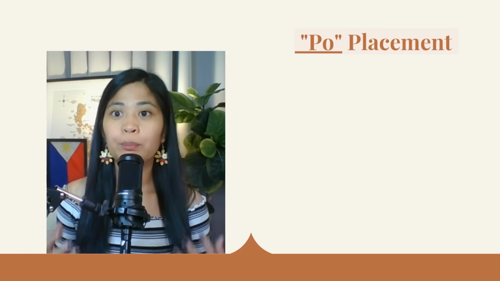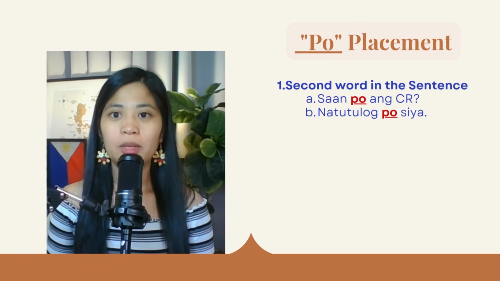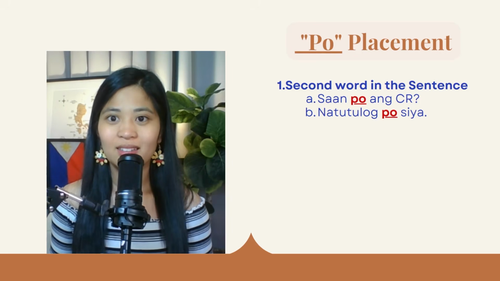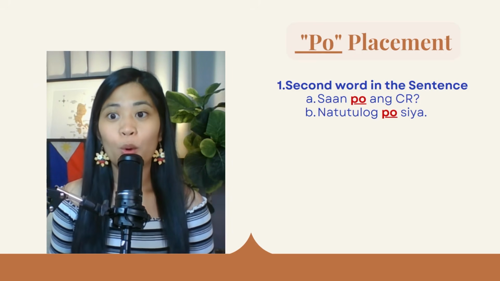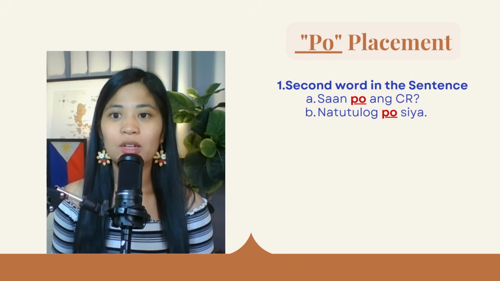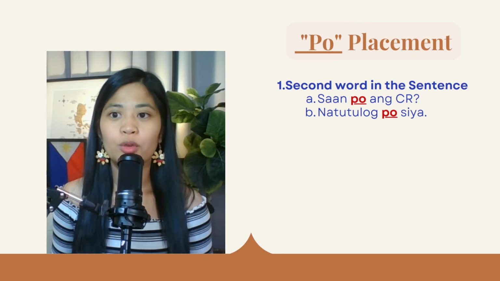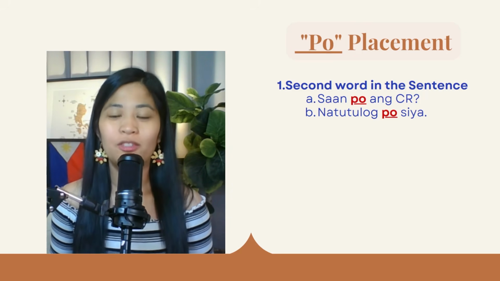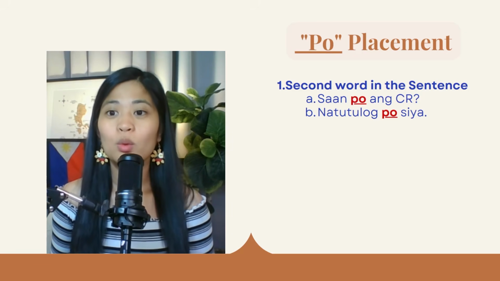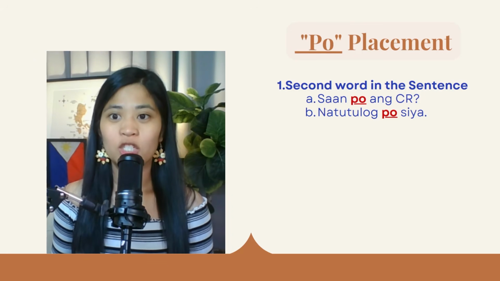All right, so we learned some common phrases. Now let's see where po would go in these phrases. First, the most common placement for po is that it is the second word in the sentence. For example, saan po ang CR? Saan means where, po is a sign of respect, ang means is, CR stands for comfort room. It's what they call the bathroom in the Philippines sometimes. So saan po ang CR means where is the bathroom? So po is the second word in this question.